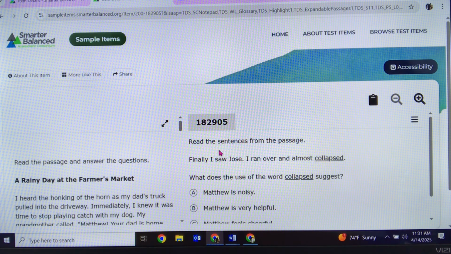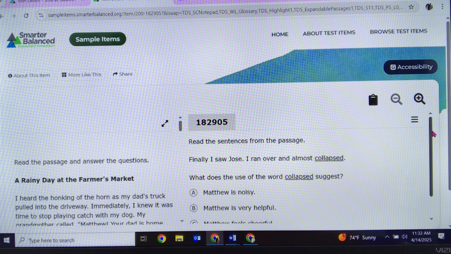It says, read the sentences from the passage. Finally, I saw Jose. I ran over and almost collapsed. What does the use of the word collapsed suggest? Well, I know that the word collapsed means that someone fell over, and I can also tell from the context that the author is running. And so I'm going to guess that he's collapsing because he's very tired. So let's go ahead and take a look at our choices.